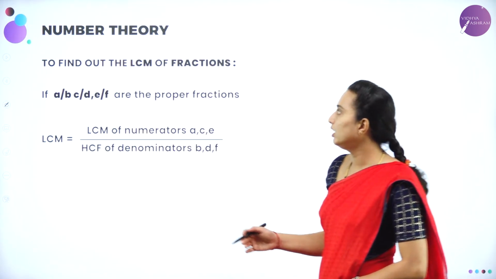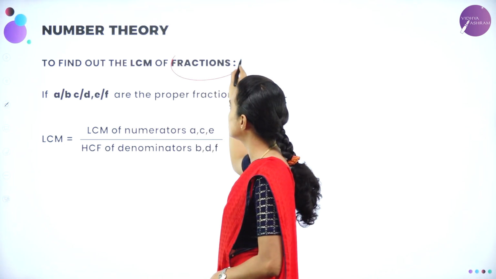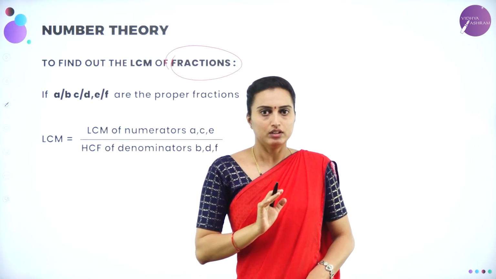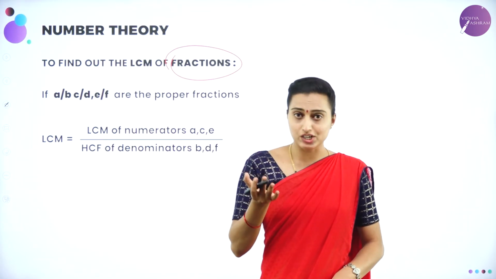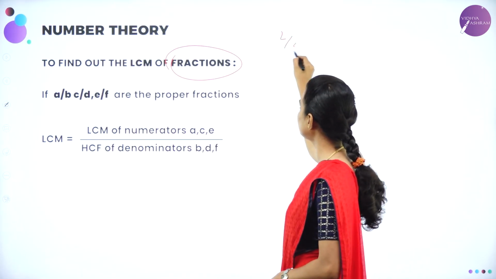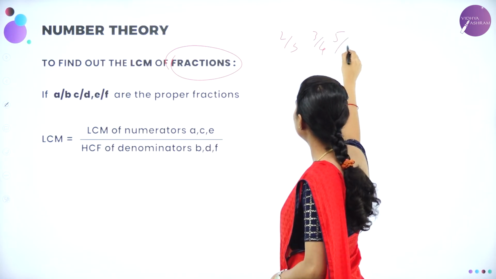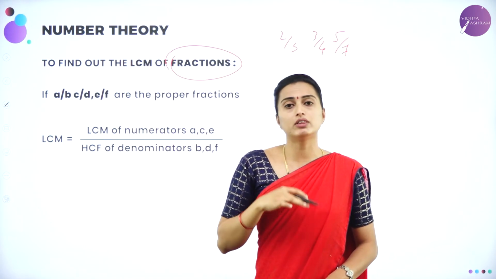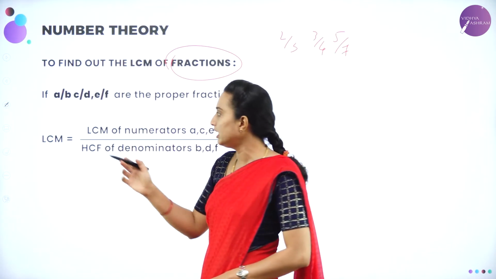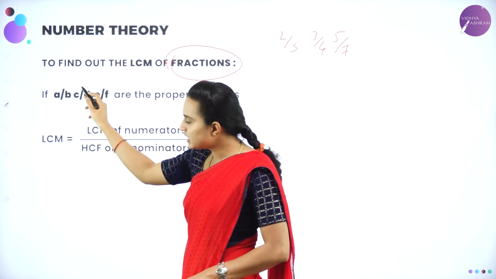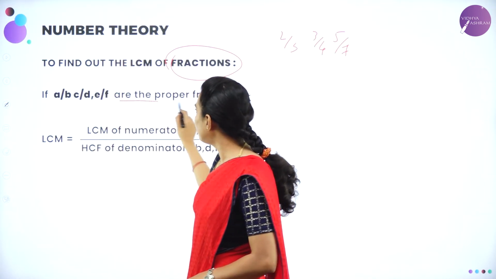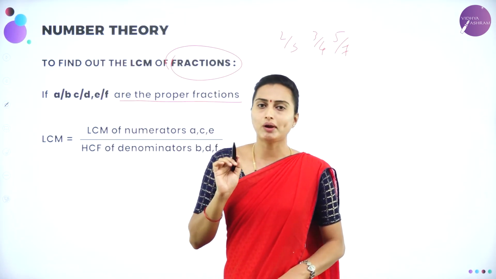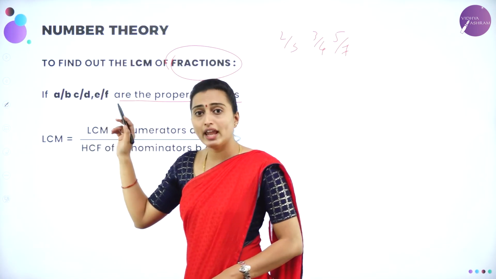Now how to find out the LCM of fractions. Till now you have learnt only when integers are given. Now how to find out when fractions are given? Fraction means 2 by 3, 3 by 4, 5 by 7, like this. These are all called fractions. If fractions are given, how to find out the LCM? Generally, if A by B, C by D, E by F are proper fractions, that means you are going to have a decimal point. Then how to find out the LCM of the fractions?